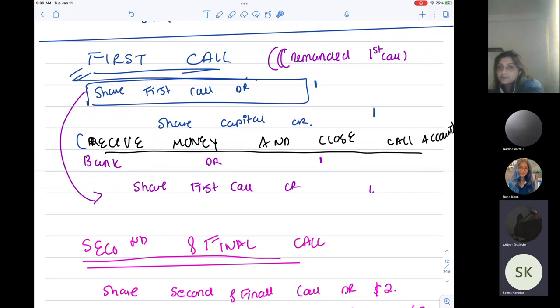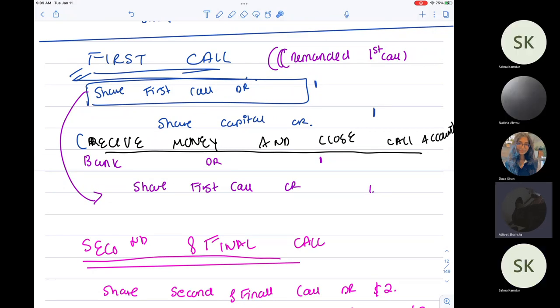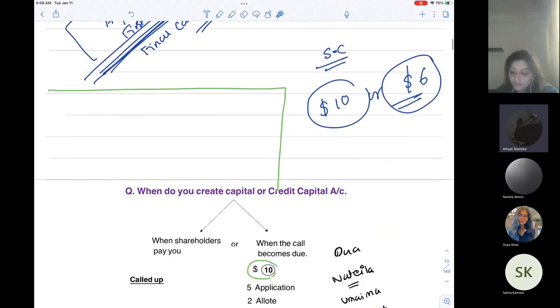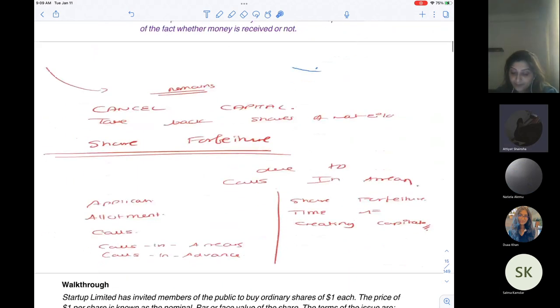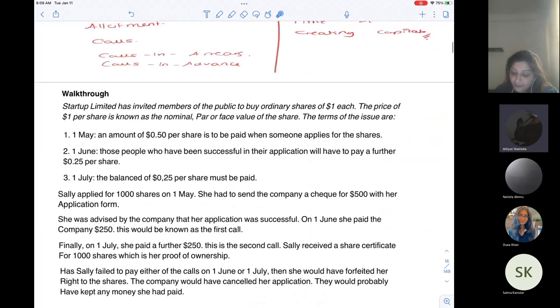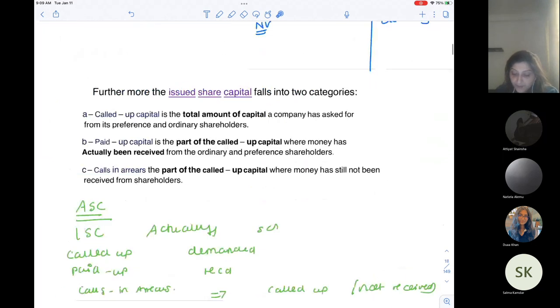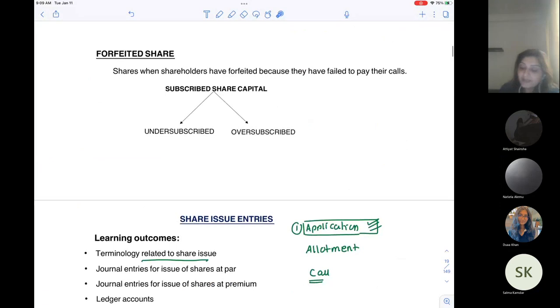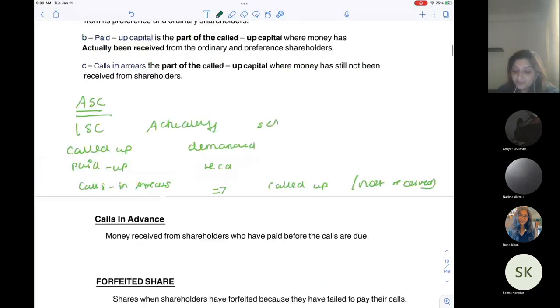For first call, we debit the share first call and credit the share capital. We receive money, where we debit the bank and credit the share first call. Okay, very good. Final call. Okay, fine. Works properly.